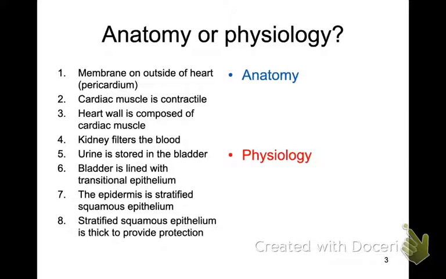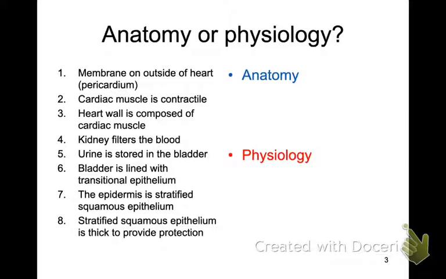So pericardium is the term for a membrane or tissue that surrounds the heart. Think about it for a moment. Do you think that's anatomy or physiology? I'm going to show you the answers to all of these in a moment. Cardiac means heart, so cardiac muscle is contractile, meaning it can shorten. Think in your mind for a moment, anatomy or physiology. Number 3, the heart wall is composed of that cardiac muscle. So which is it, anatomy or physiology?